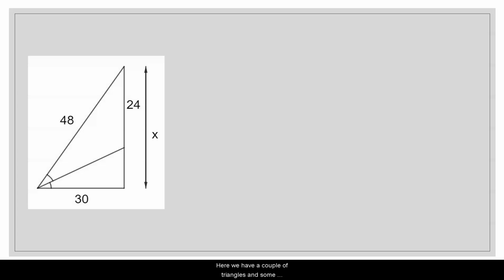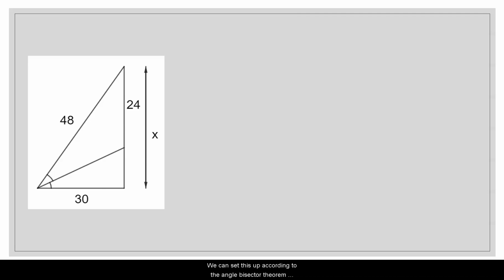Now that we know the difference between congruent and similar figures and the angle bisector theorem, we can look at how to apply that knowledge. Here we have a couple of triangles and some measurements given to us. We want to find the value of x. Note that x is actually the entire length of a side of the whole triangle. So to find it, we will need to first find the measure of the shorter part of that side.